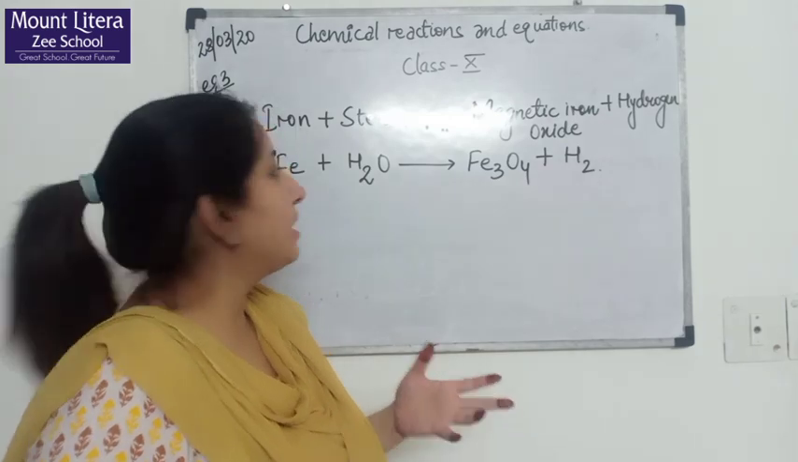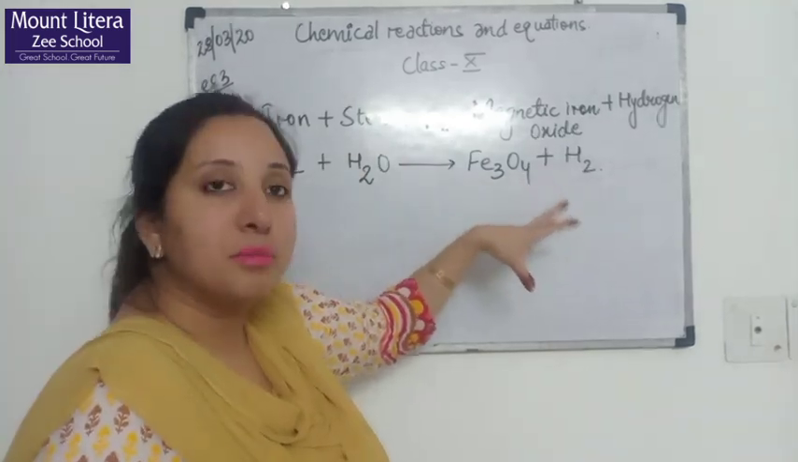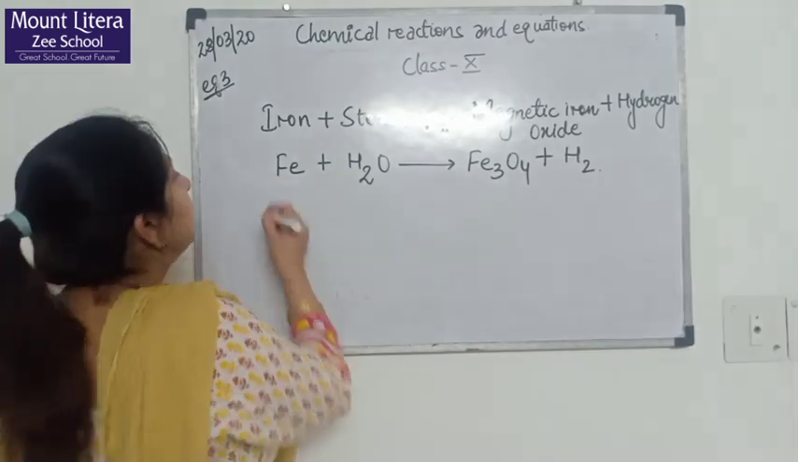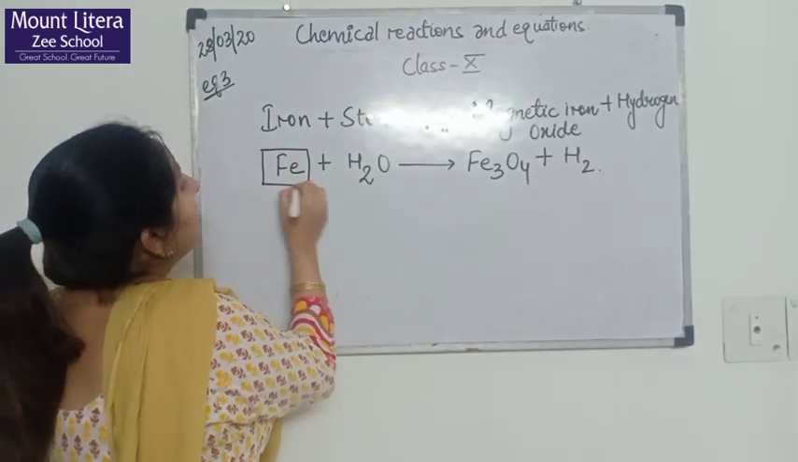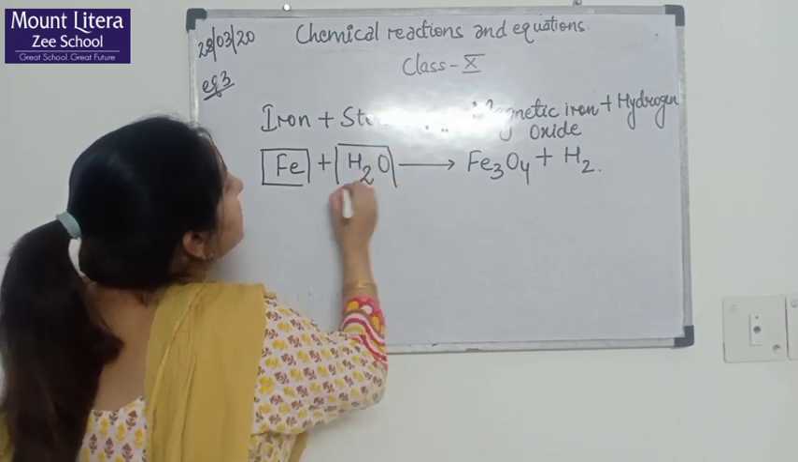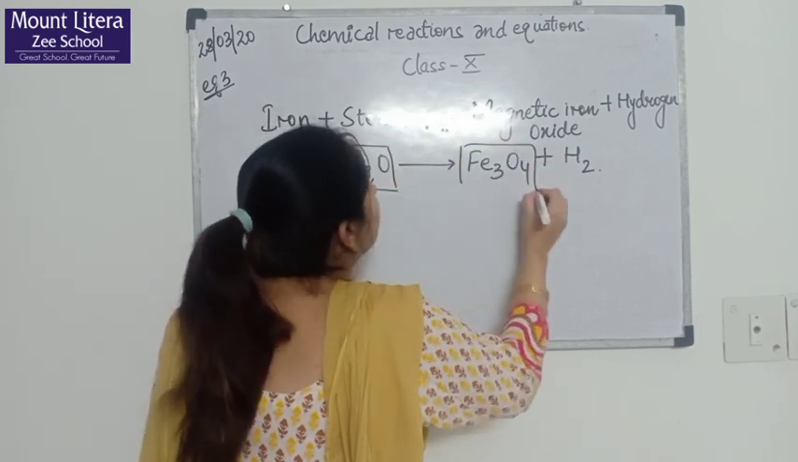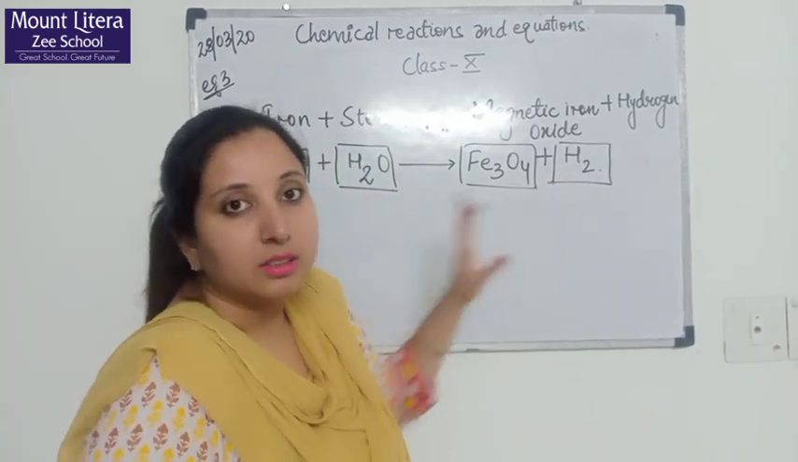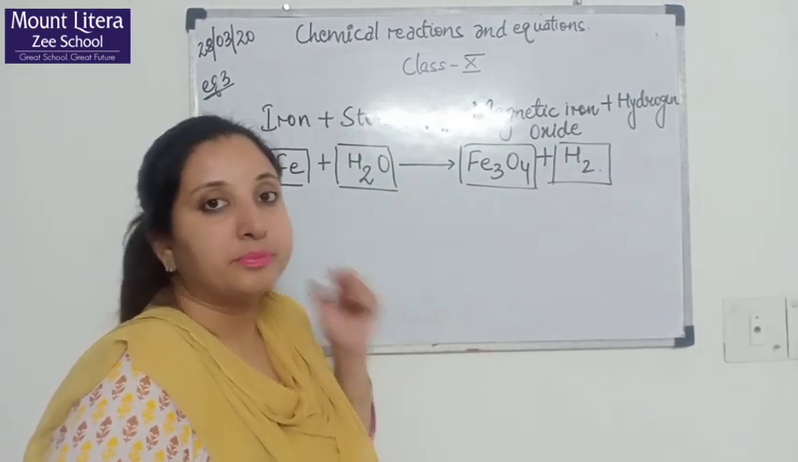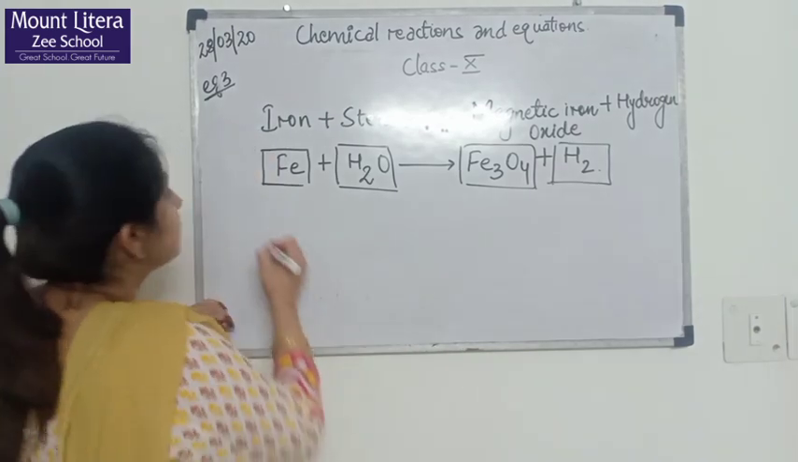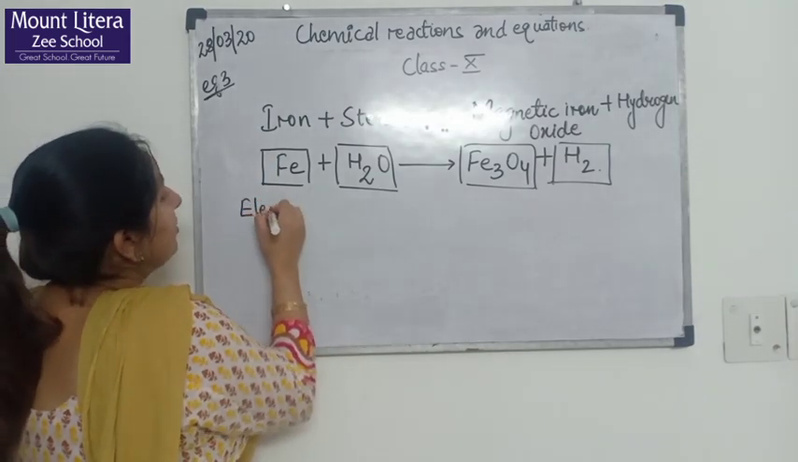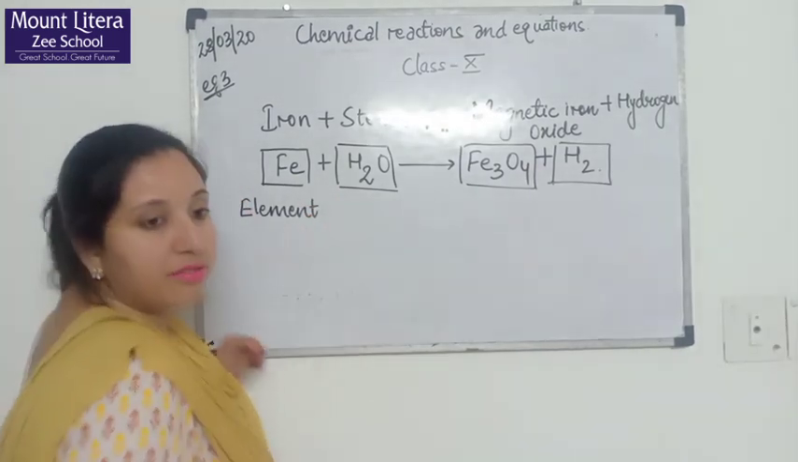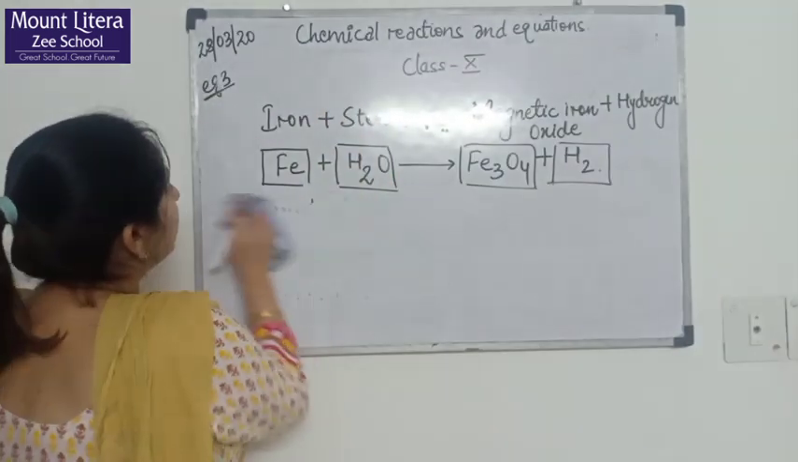Now many books say that after writing a symbolic equation, the third step is to put all your reactants and products into boxes. It is not mandatory, I think. This will be your third step. Now the fourth step is to make a table of elements. I divide my board into two parts.